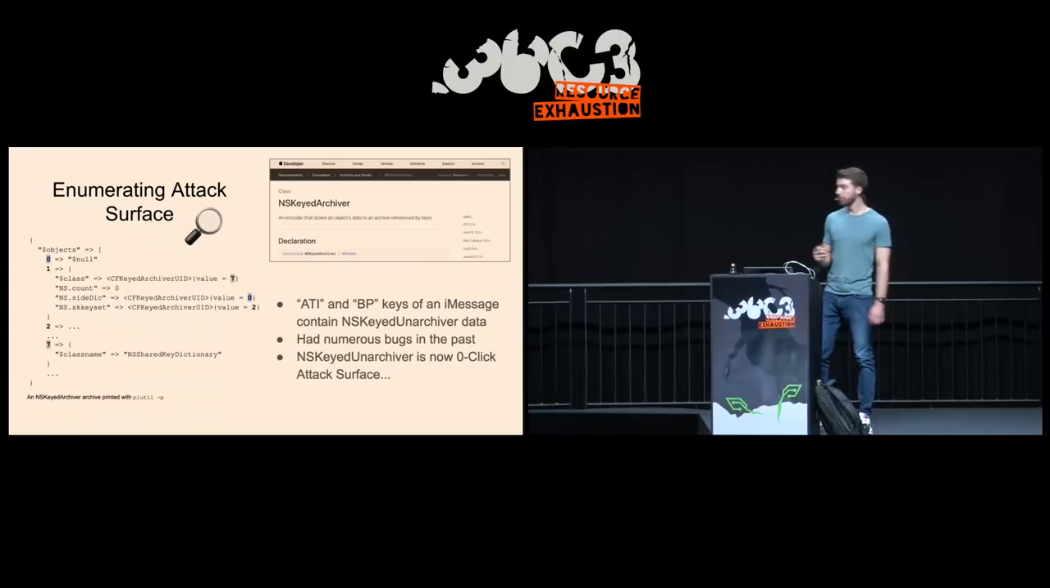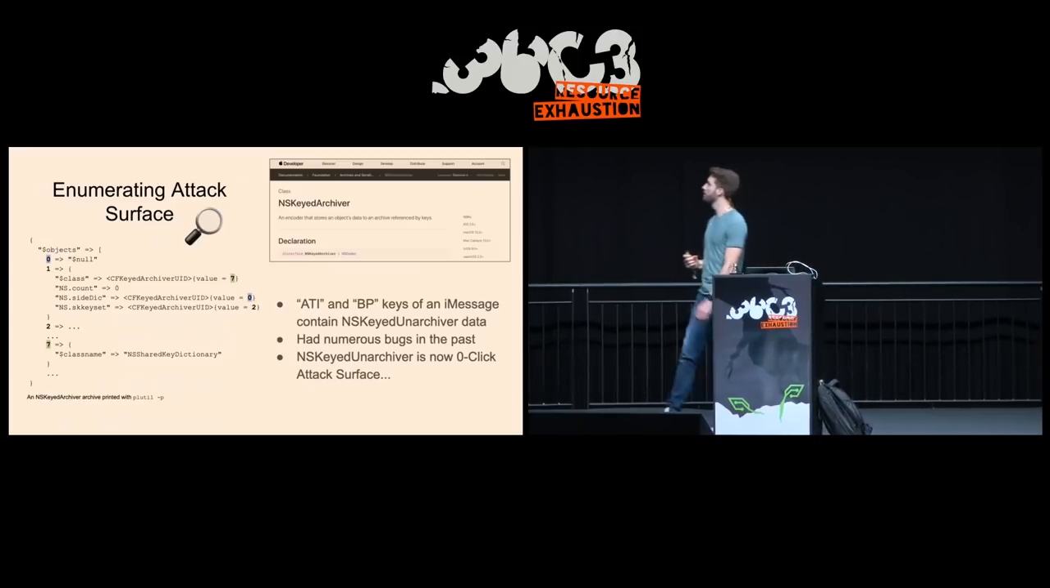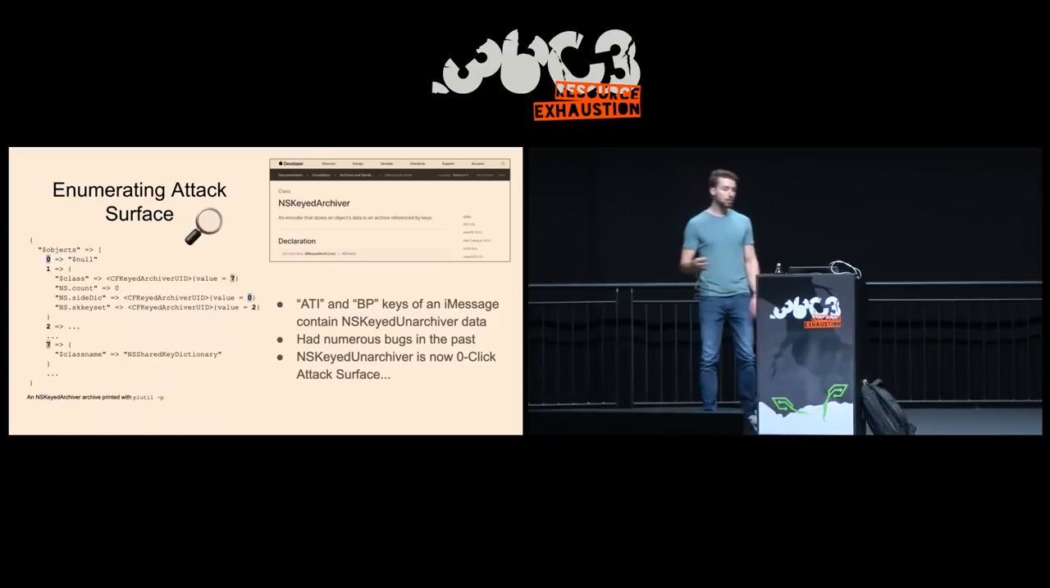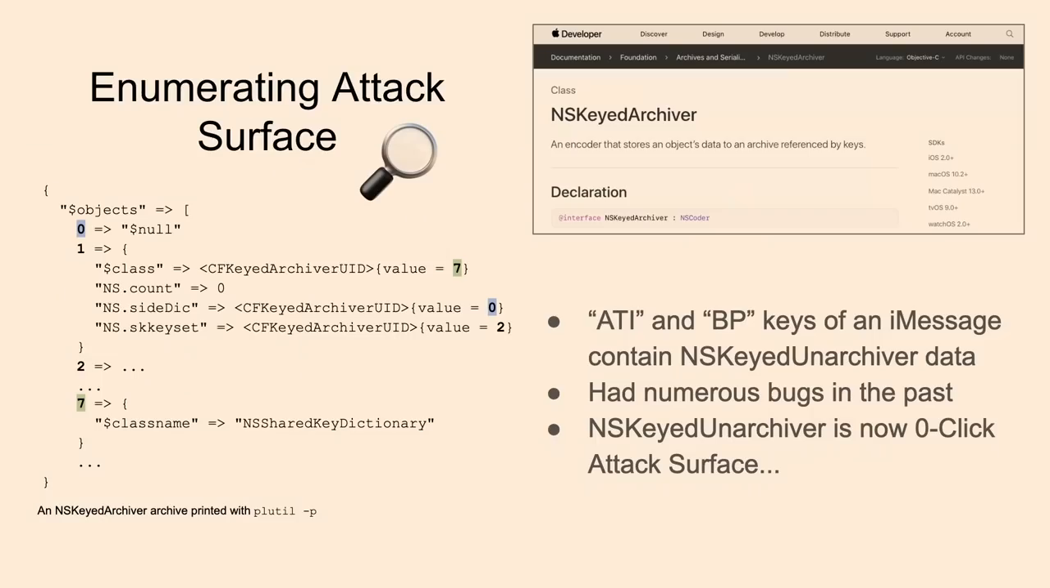So let's do some more attack surface enumeration. If you then do more reverse engineering, read the code of the handler, you find two interesting keys that can be present, which is ATI and BP. And they can contain NSKeyedUnarchiver data, which is another Apple proprietary serialization format. It's quite complex. It has had quite a few bugs in the past. On the left side, you see an example for such an archive.